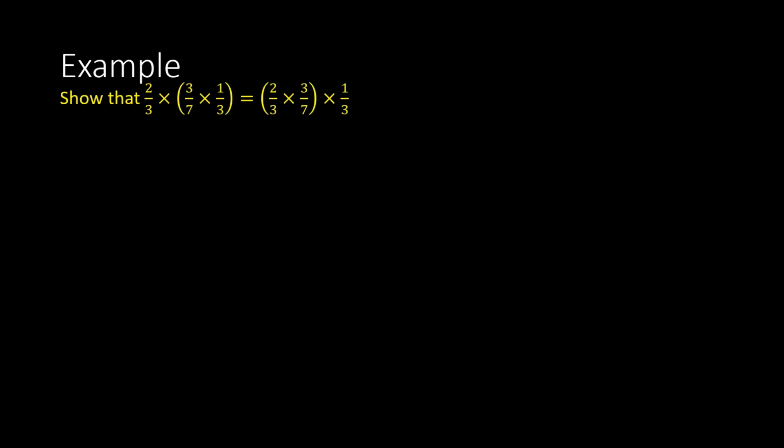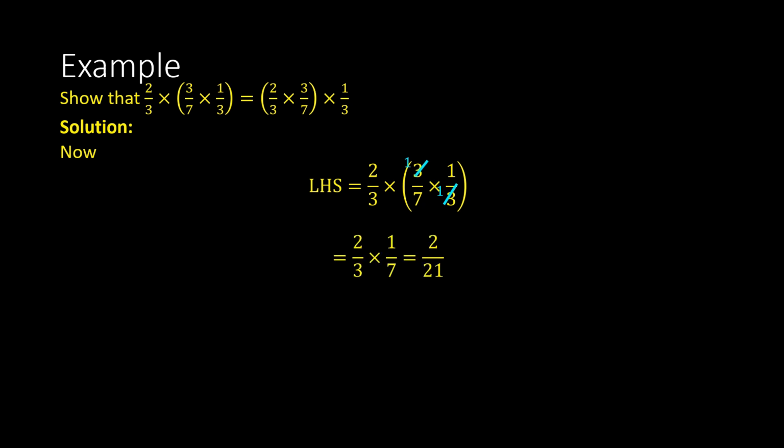Now let's have a go at the example on your screen. We need to prove or show that the two sides of the equation are actually equal. Let's take a look at the left-hand side first, as we did in the previous example. So, looking at the bit in the brackets first, we can see that the 3's in the numerator and the denominator cancel out, as shown, to give 2/3 times 1 over 7. And multiplying this out gives us 2 over 21.